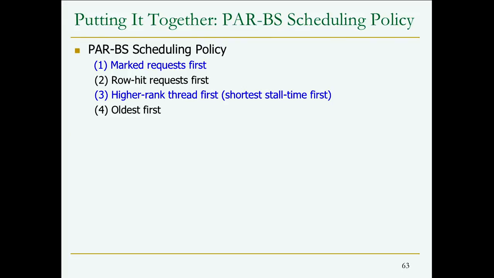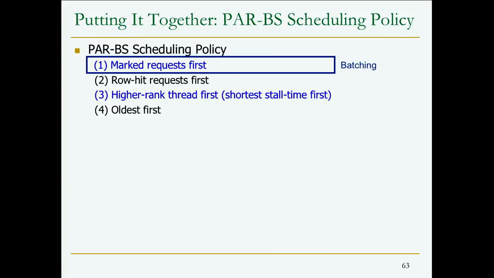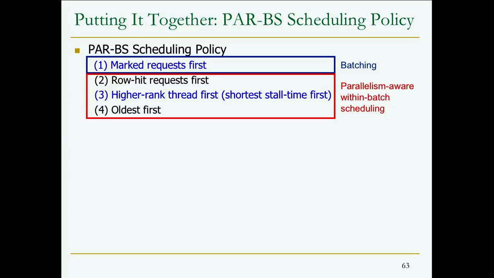Okay, so this is the scheduling policy. Basically, you prioritize a marked request first. That's really batching. It's really a prioritization order in the end, right? And this is always debatable, actually. Do you actually prioritize row hit request first or higher ranked thread first? This is within batch scheduling. It turns out there's always a tension between this parallelism awareness versus row buffer locality. And there's no perfect way of getting it.